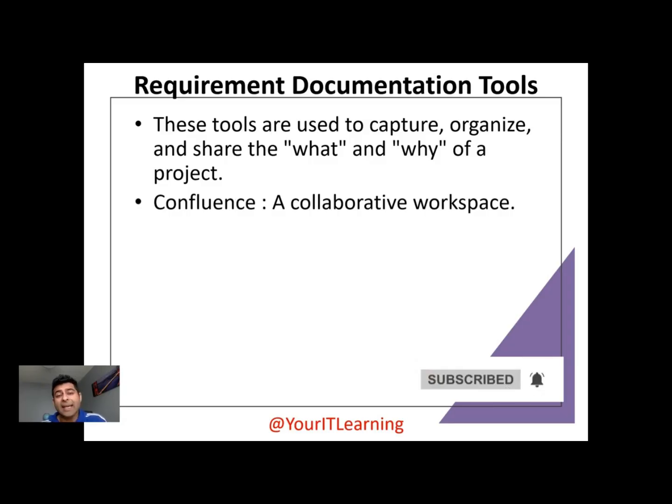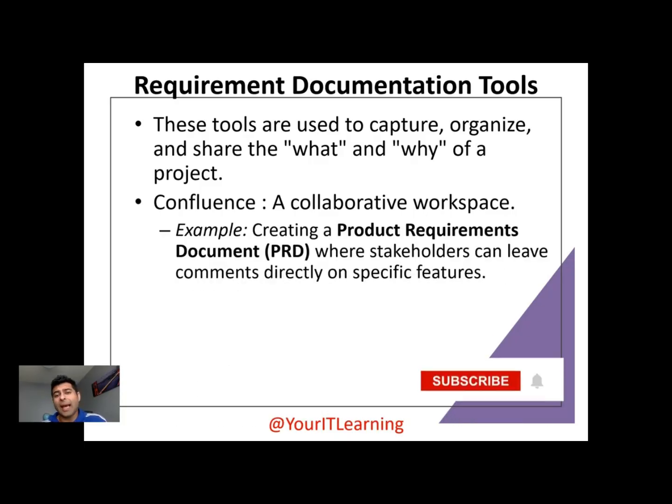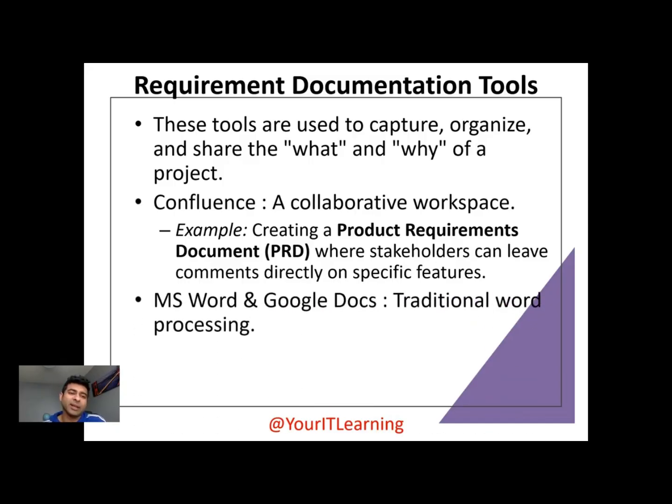Confluence, a widely used tool, is a collaborative workspace where you and your team members can work. An example will be creating a product requirements document where stakeholders can leave comments directly on specific features. So it's one collaborative workspace where you can work and at the same time other team members can work as well. Whenever you're using Confluence, your team will also be using Jira for creating user stories and other features.